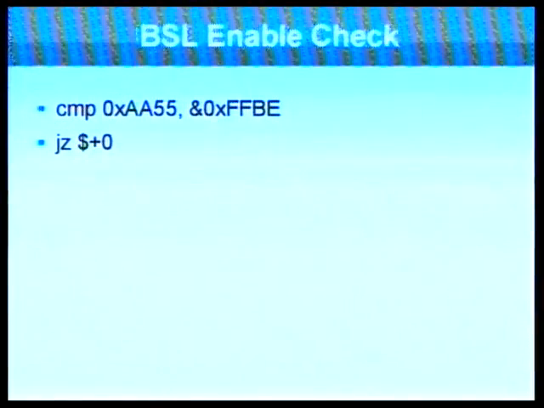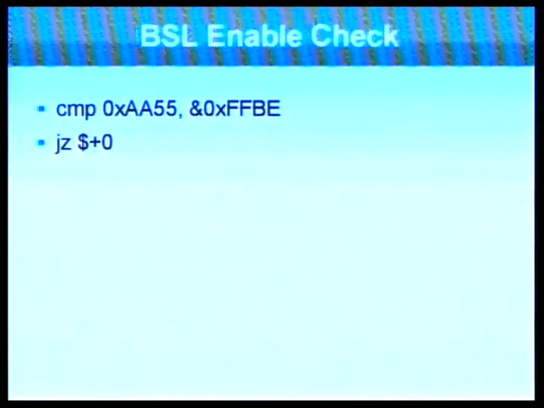Now, it's not terribly useful if all you can do is light an LED, but if you look at the way that the BSL is disabled, you put the constant AA55 into memory at FFBE. It's part of flash memory. And when it starts up, early on in the BSL, it checks them. And if the two are equal, if the constant AA55 and the contents of memory at the BSL key address, it enters an infinite while loop, the JZ plus 0 in assembly language.